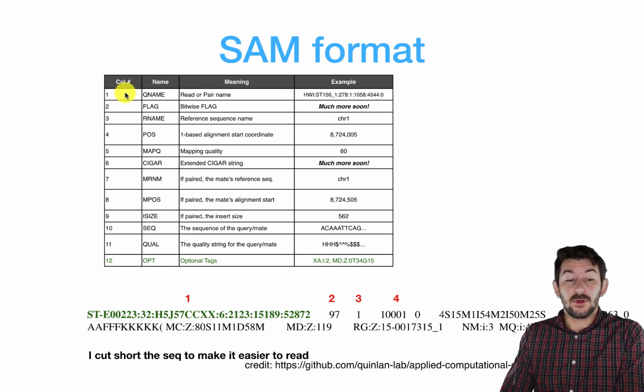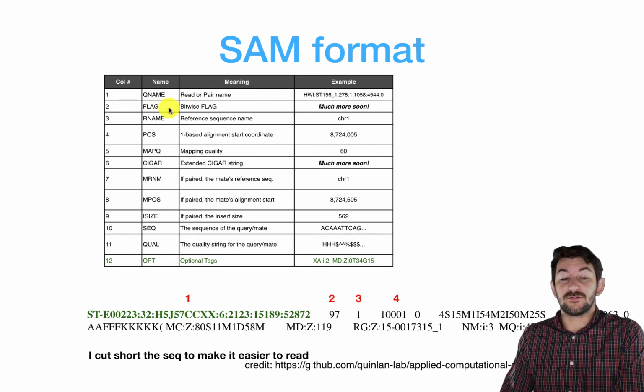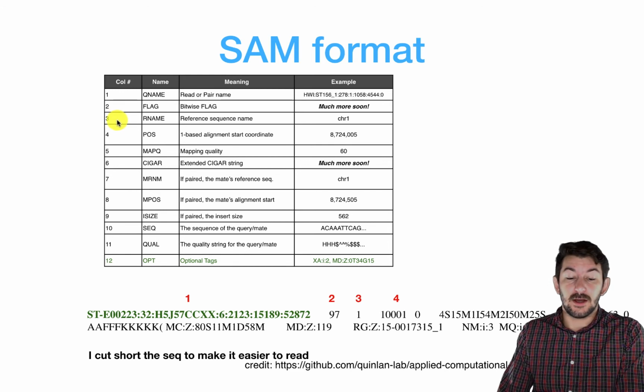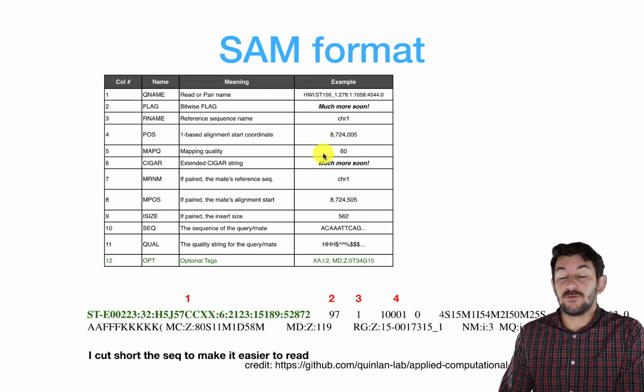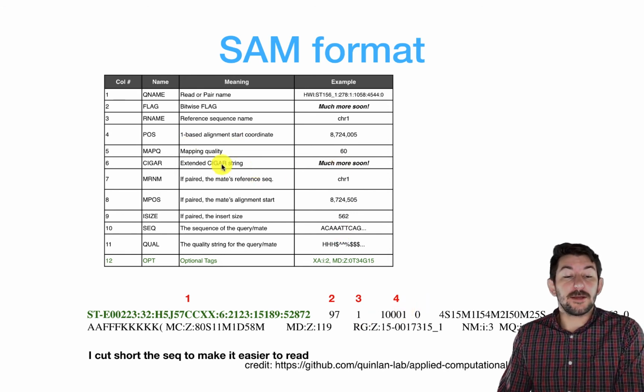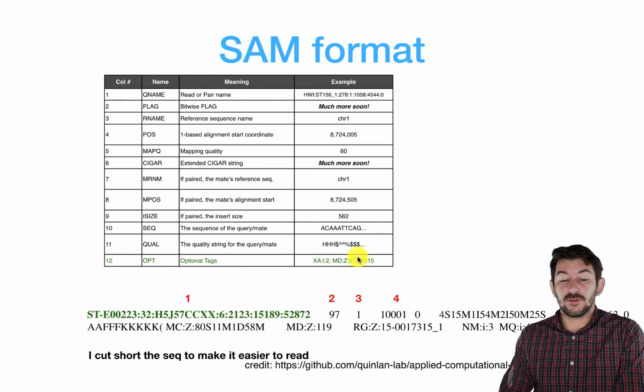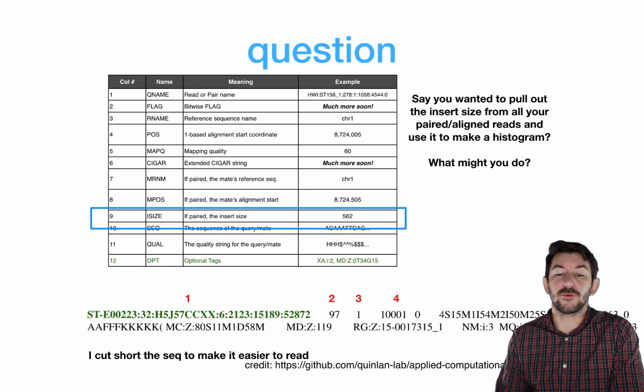But here's an example. The first column is the name of the read or the pair, so this is the read name. The second column is the flag score. We'll talk about that. The third column is the reference sequence name. If you're thinking about a eukaryote, often this will be a chromosome 1, something like that, if it's fully assembled. And then the position on that chromosome, as well as mapping quality. And then what's very helpful is the cigar string. There's other information too, and I'm not going to go through it all.